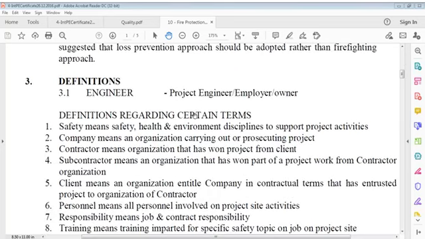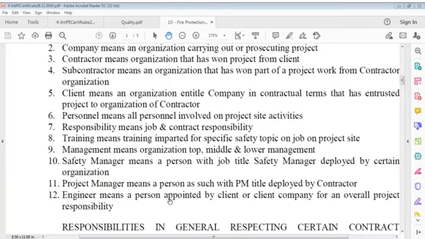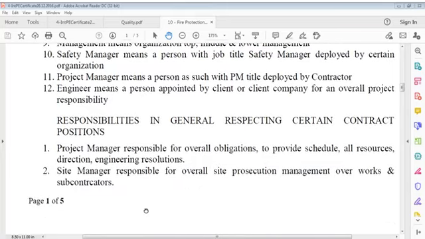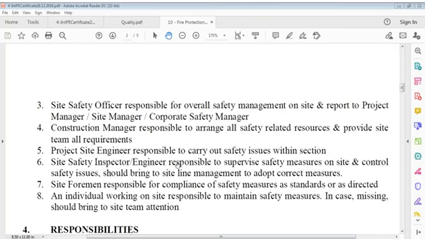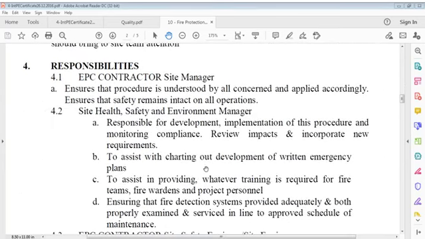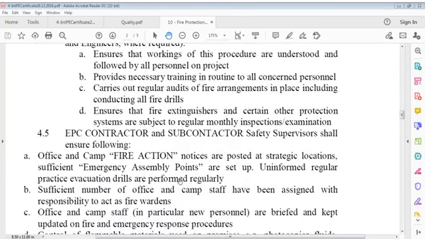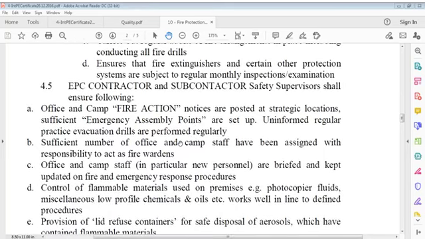Definitions are there every time. I don't want to repeat. Same definitions: what is safety, what is company, what is contractor, what is subcontractor, what is client, what is personnel, what is responsibility, what is training, what is management. Then responsibilities of project manager, site manager, site safety officer, construction manager, site engineer, safety inspector, site foreman, individual are all the same, repetitive, attached to every profession. In particular, it is to assist in providing whatever training is required for fire teams, fire wardens, contractors, etc. I don't want to go into repetition of that. There are so many other videos available. You can refer to them. I can't consume time, it's just wasting.